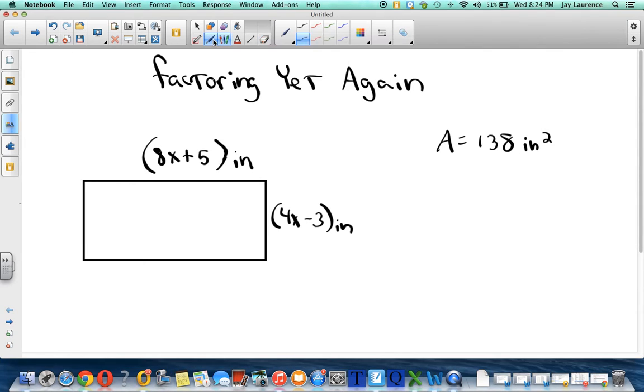All right, we've got a rectangle, and I've given you the area of the rectangle and the dimensions in binomials, and your job is to tell me the measurements of the base and height, or the length and width. So remember, to get the area, we have to multiply the base times the height, or perhaps you like length times width, and that's fine.